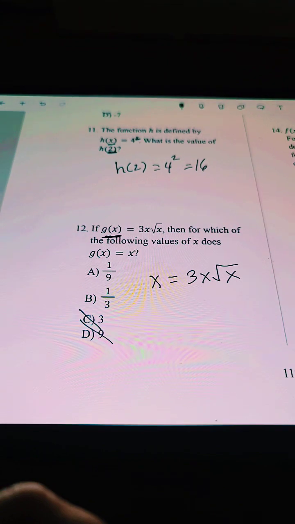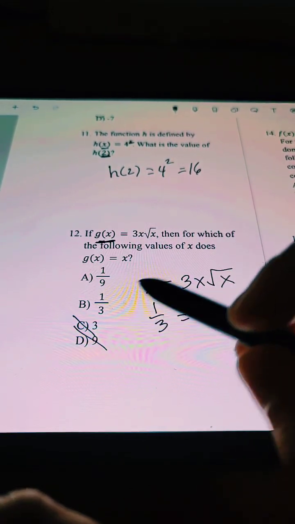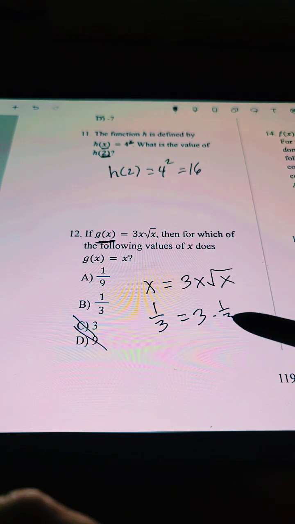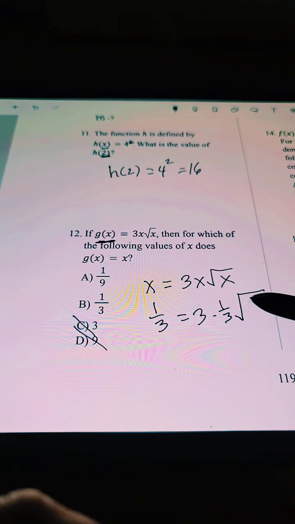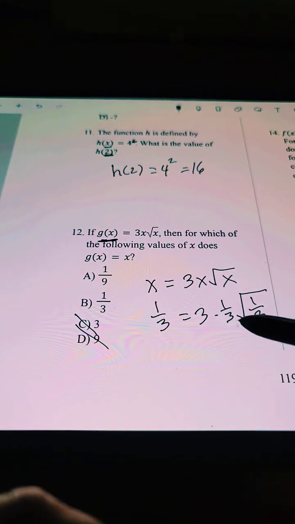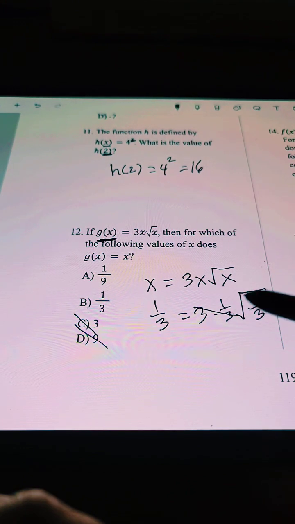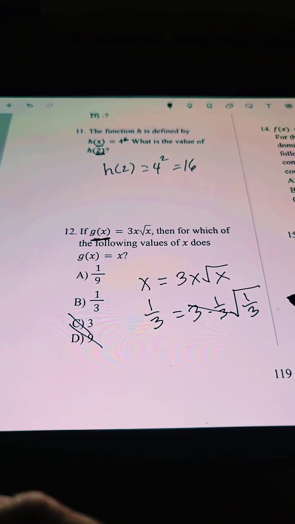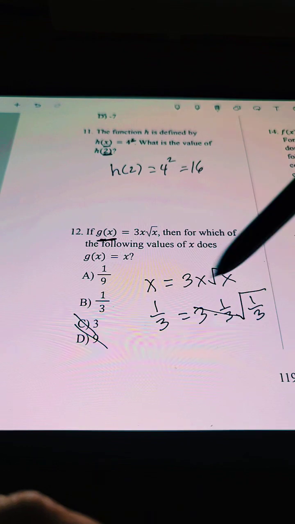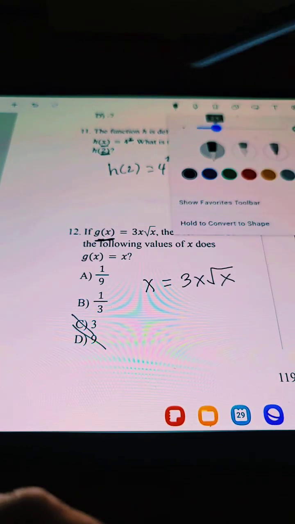And I'll show you both ways to do it also, but this is the way you would do it plugging in. So then that would be 1/3 is equal to 3 times 1/3 times root 1/3. So 3 times 1/3 is going to be 1, like that just cancels out to 1, so then you have 1/3 is equal to root 1/3, no. So did I click the pen? Yeah. Whoops.